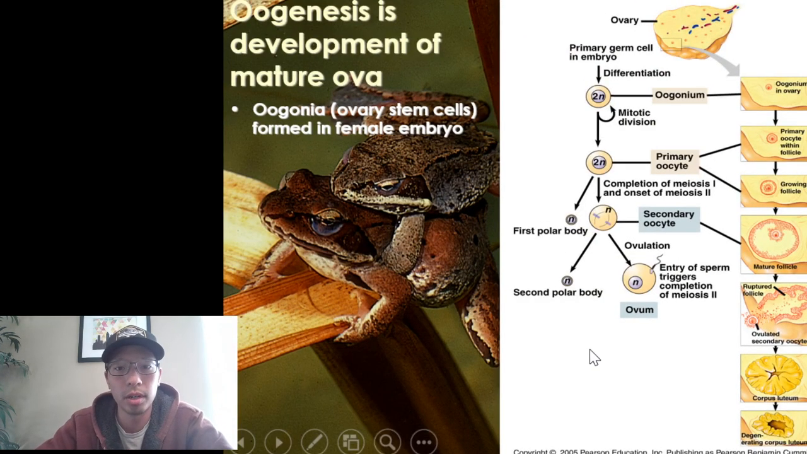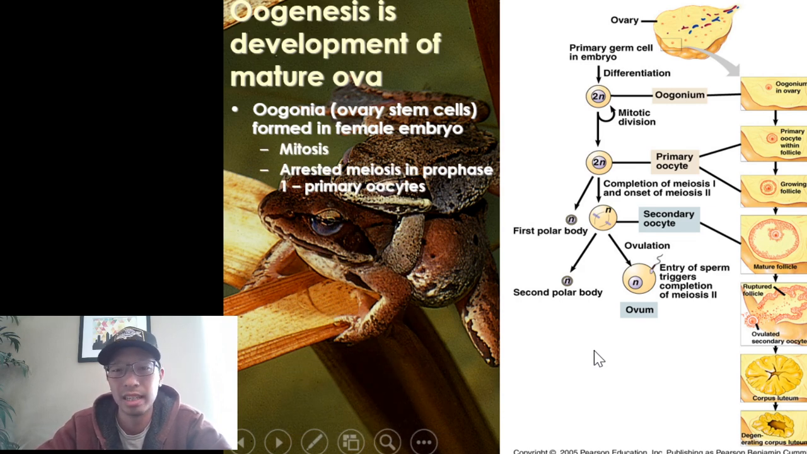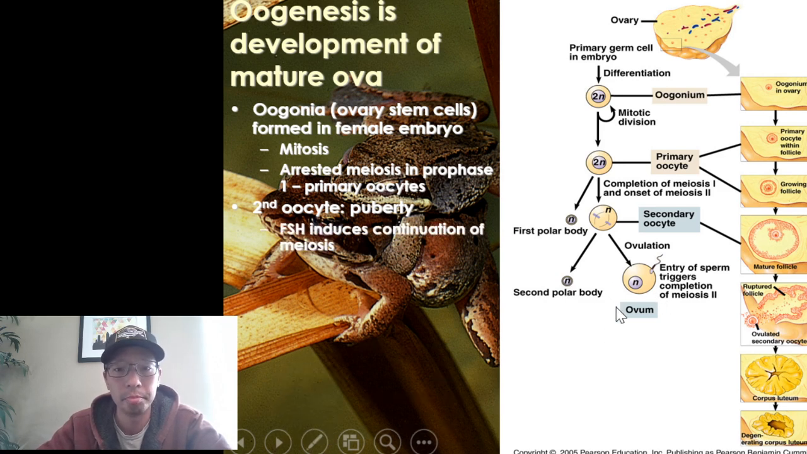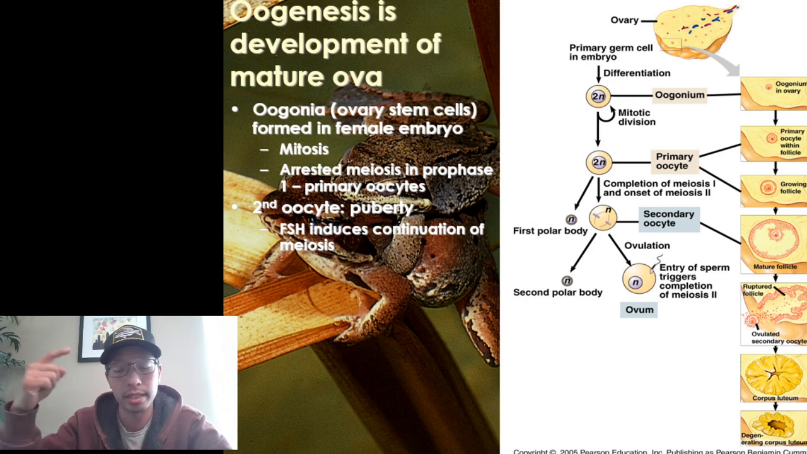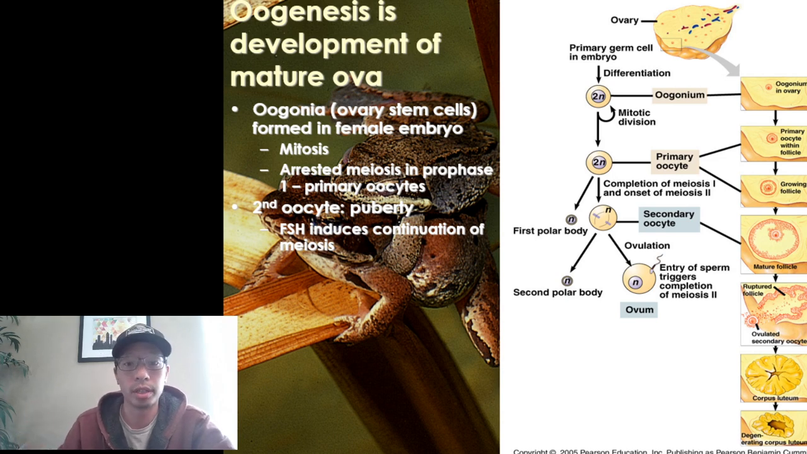So here are some written points for you. The oogonia use mitosis. It's probably a little bit more detail than you need to worry about, but the secondary oocyte is going to form during puberty with the instructions of a hormone called FSH, which, if you remember, comes from your pituitary gland. So your brain is actually telling your ovary, ladies, that it's time to start puberty and time to start maturing those oocytes from the primary to the secondary oocyte.